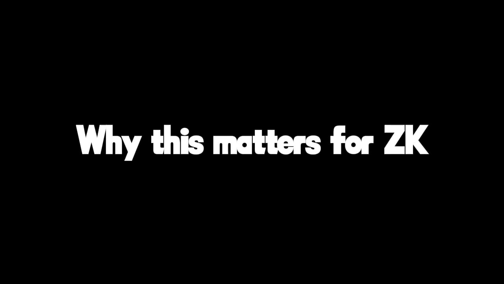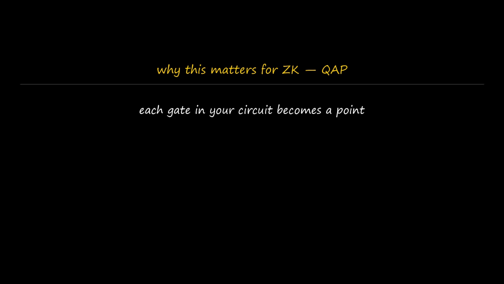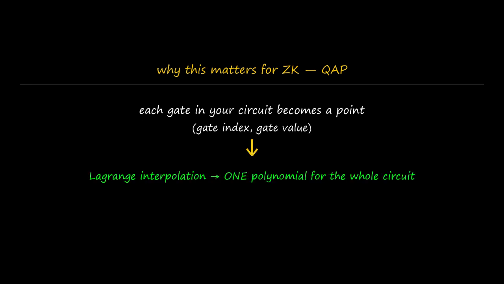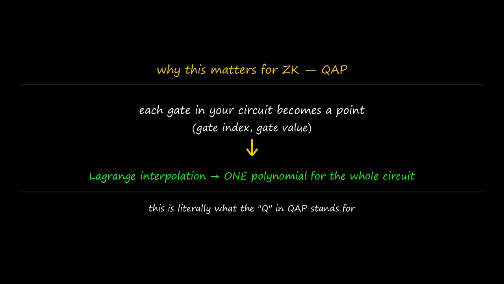Why this matters for ZK? Here's the payoff. In a QAP, the structure behind Groth16, every gate in your circuit becomes a point, the gate's index and its value. Lagrange interpolation takes all of those points and produces a single polynomial representing the entire circuit. This is literally what the Q in QAP stands for: quadratic arithmetic program.